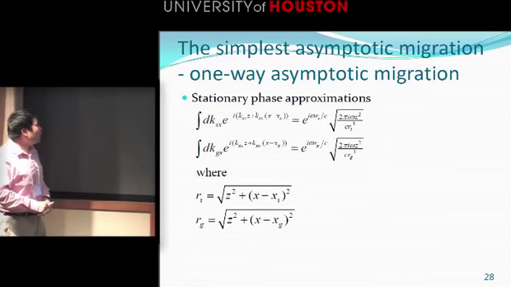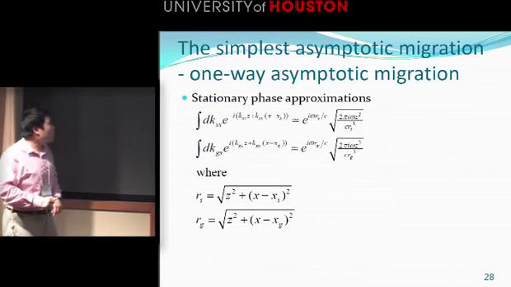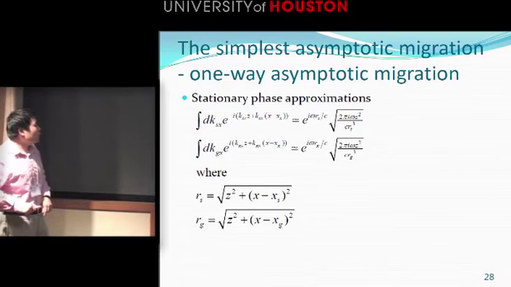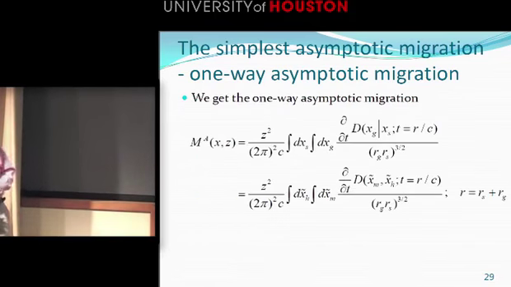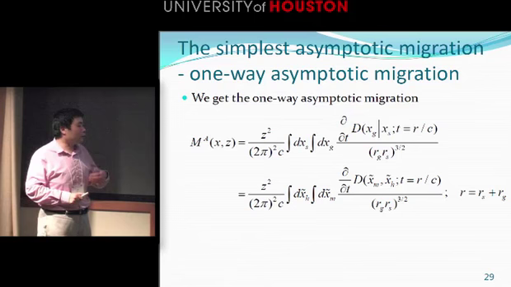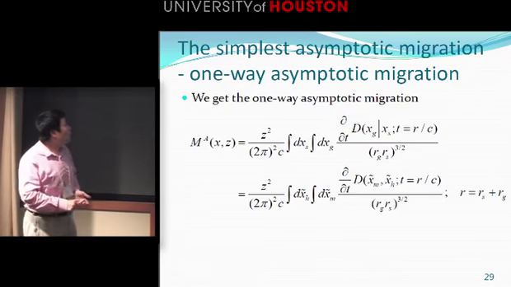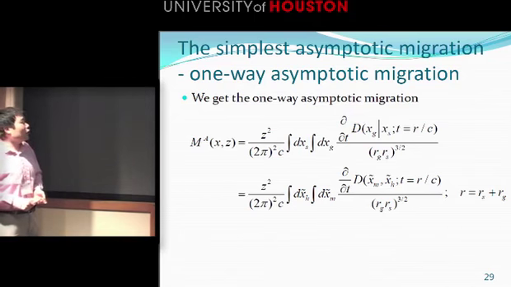And then here, the RS and RG is just the distance between the source location and the image point, and between the receiver location and the image point. By introducing those two stationary phase approximations, we have this asymptotic version migration. This is the one-way asymptotic migration here.